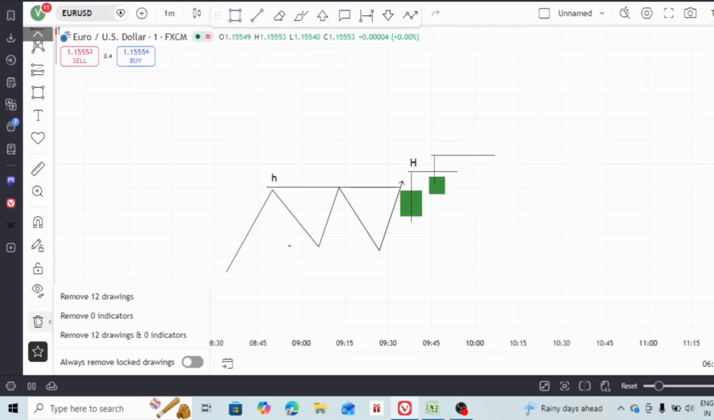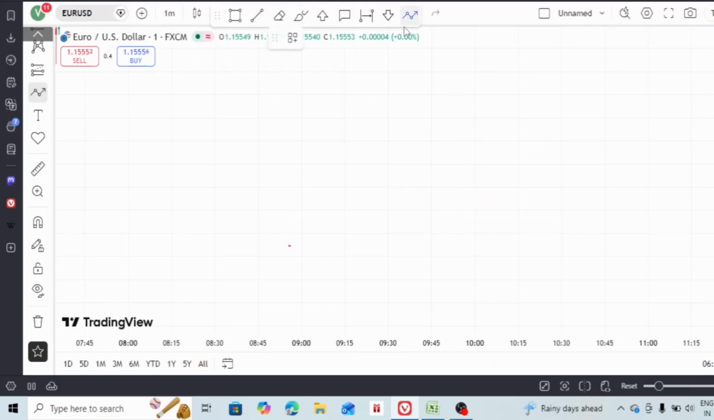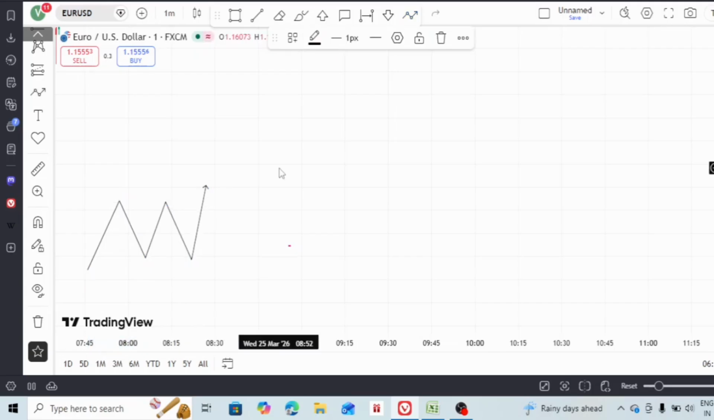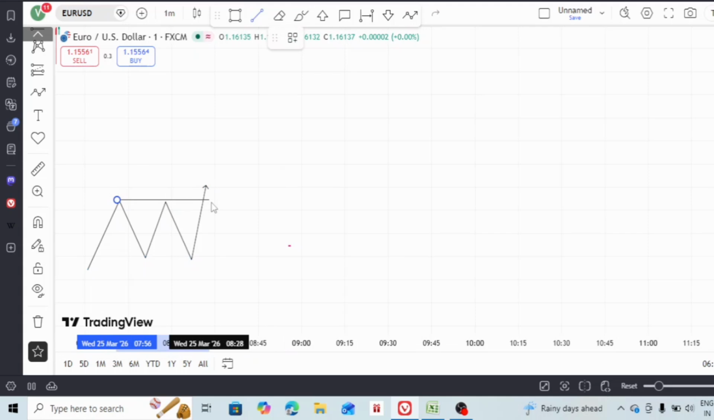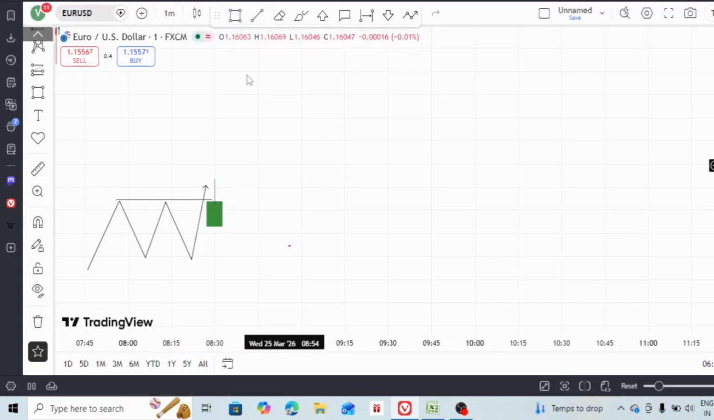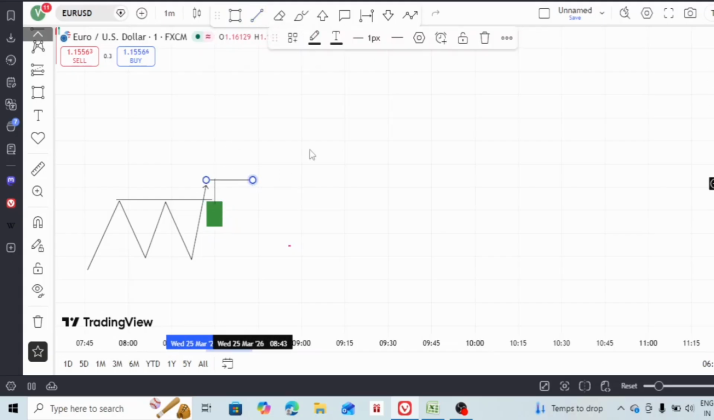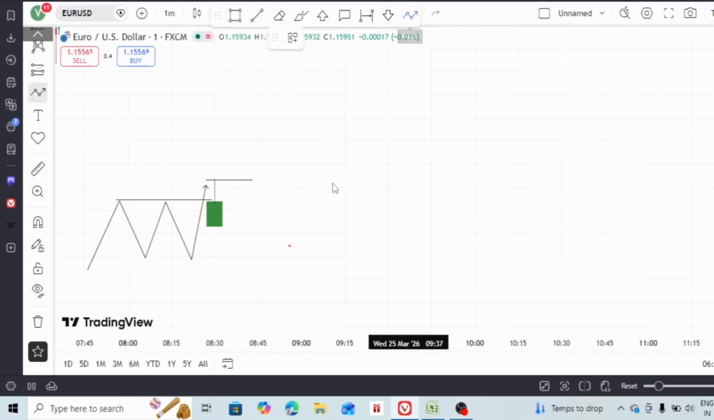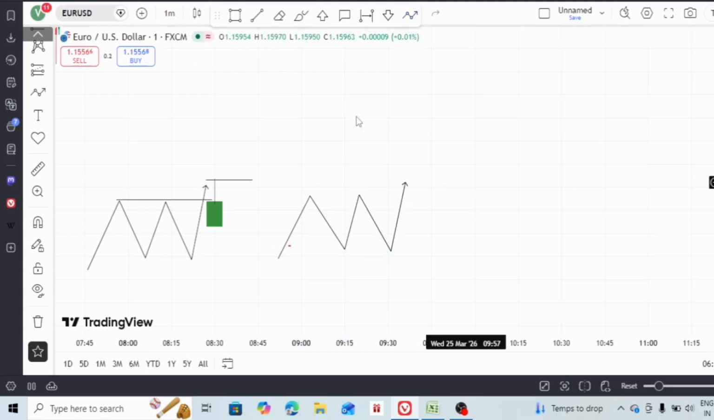Let me just delete this one. Okay, so I'll give you an example like this one. So here it was moving like this. This is the level. So if it breaks with the wick like this, the level is being shifted to this level. This is not the confirmed higher high. Okay, here also I'll give you an example so that you will understand better.